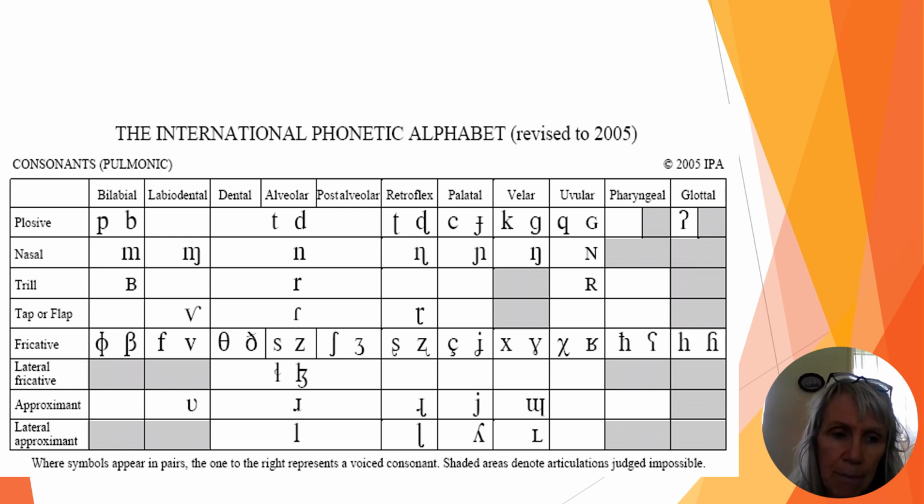Is there a tap or a flap? Is it fricative? Are we hearing some type of friction as we would hear in the sound, for example? Is it lateral fricative? Is it fricative on the side? Is it approximant? Is it lateral approximant? So these are all descriptors for the articulations needed to make the consonant sounds.